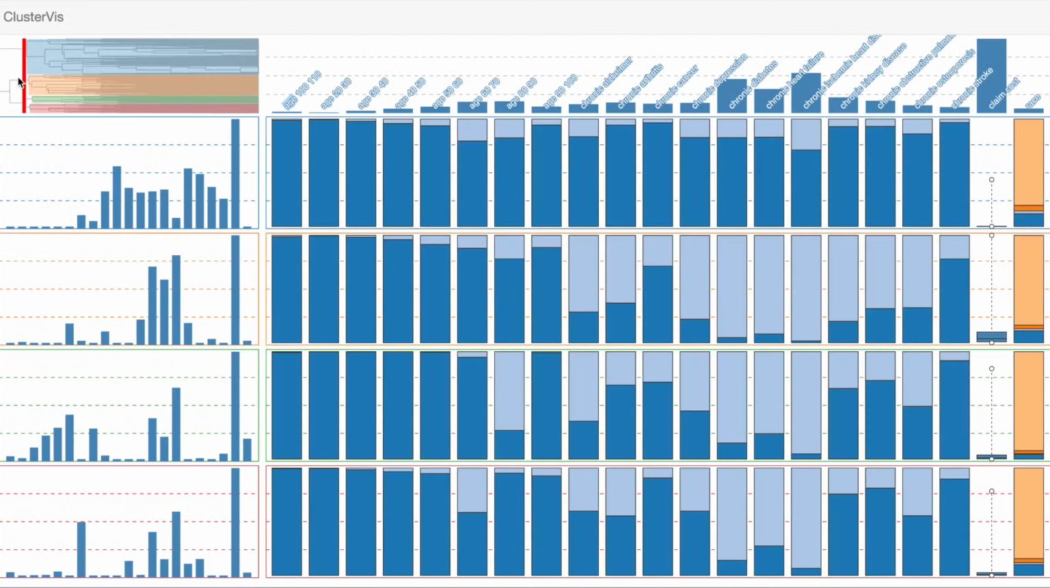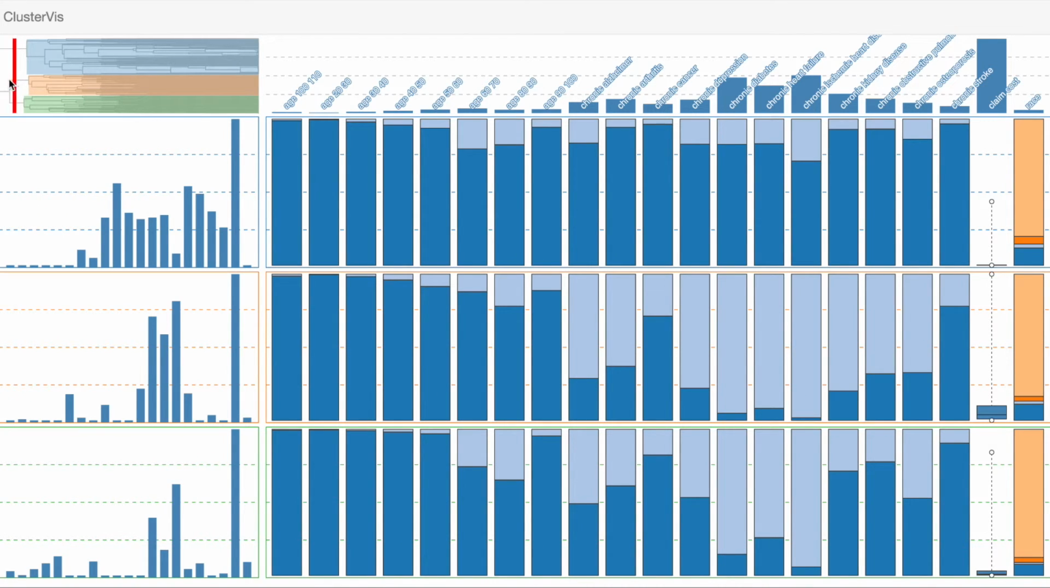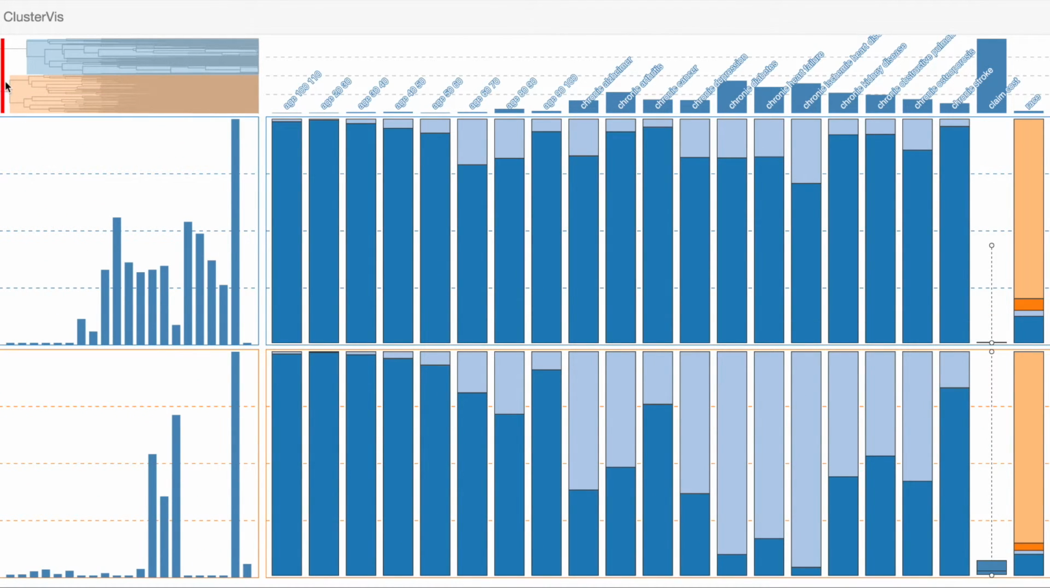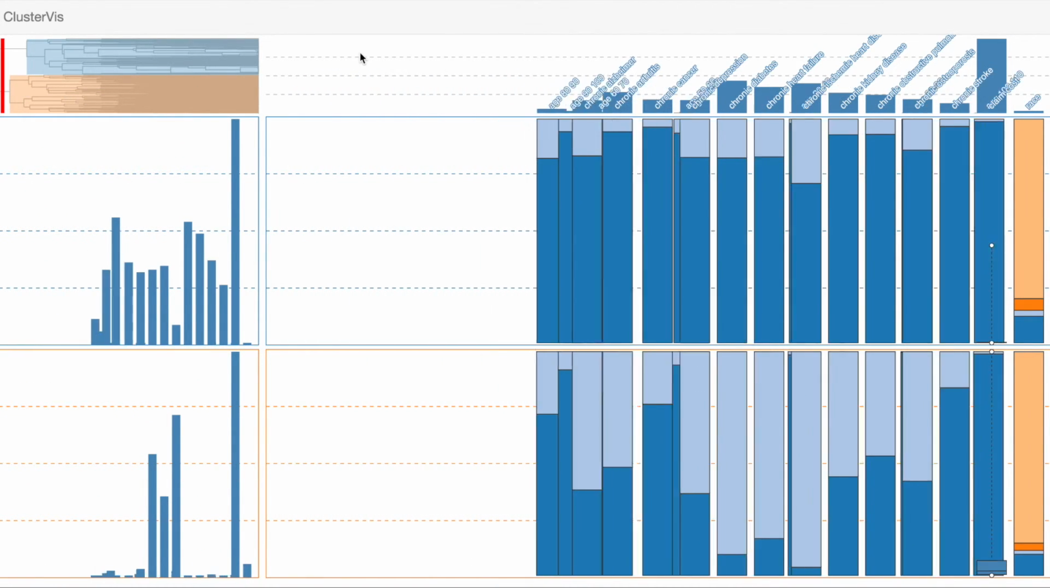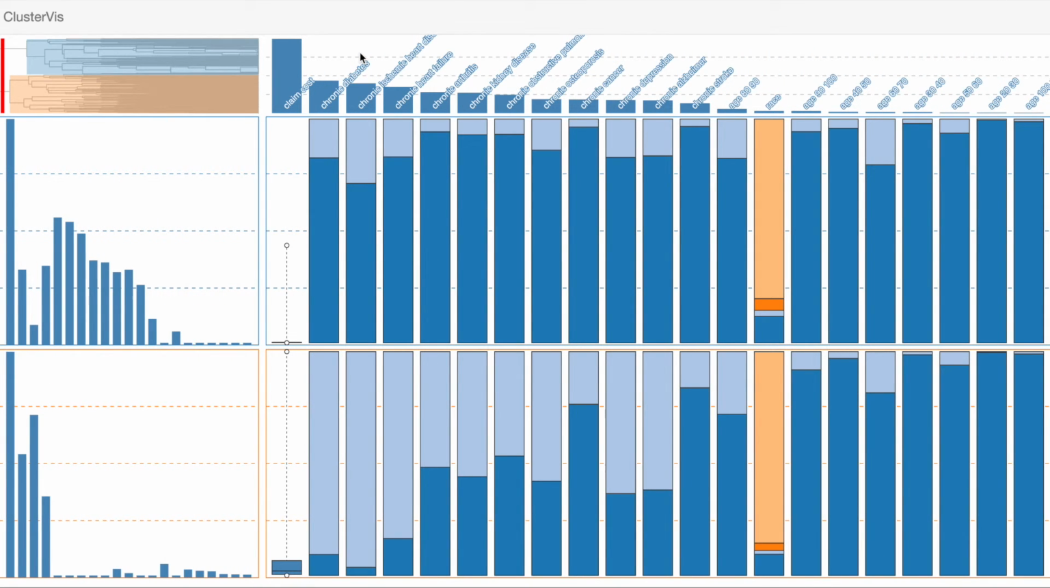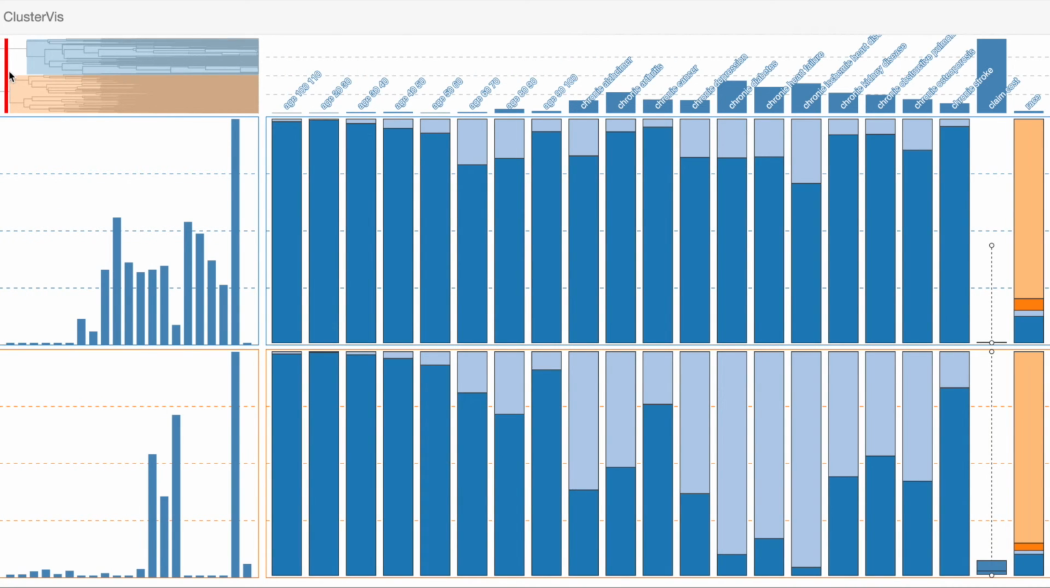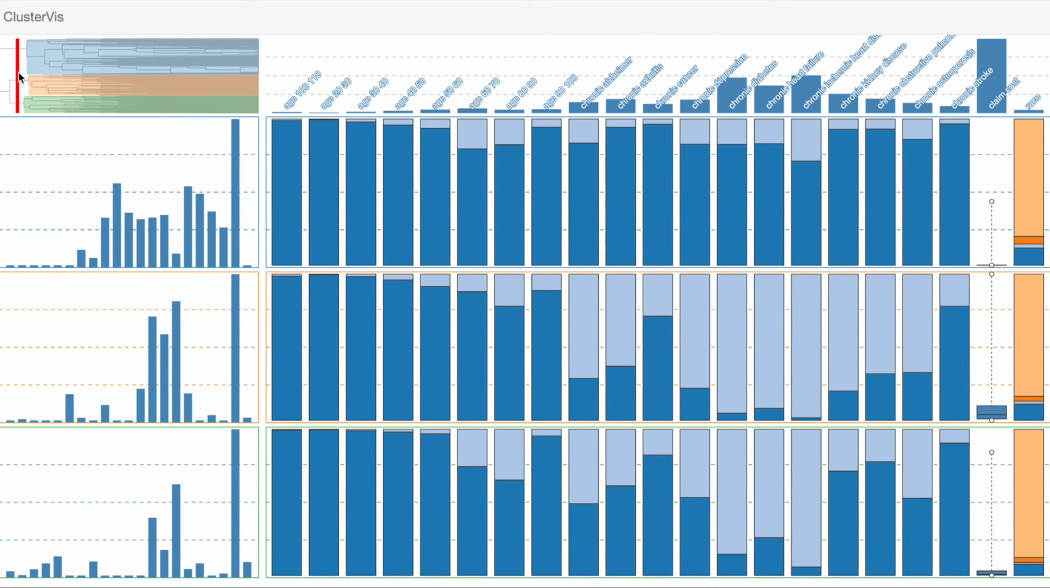Dividing the data into clusters, we can see that the algorithm separated the patients into healthy, displayed on the top row, and sick, on the bottom row. When we increase the granularity to 3 clusters, the sick patients are now divided into expensive and non-expensive.